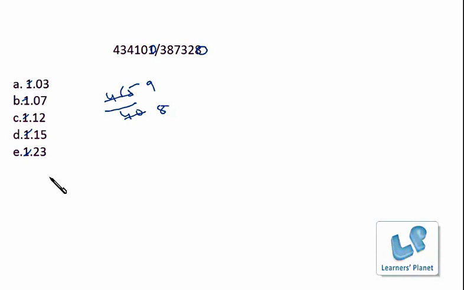Now after that there is 3, 7, 12, 15 and 23. These options are quite far from each other, right? Because we have already calculated 1, now we have a scope of approximation.